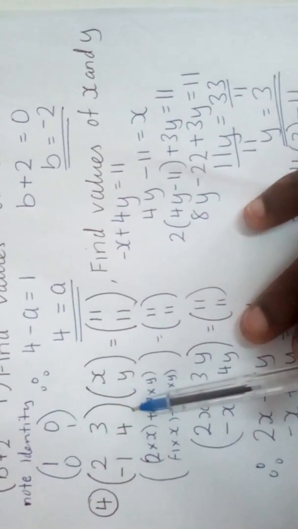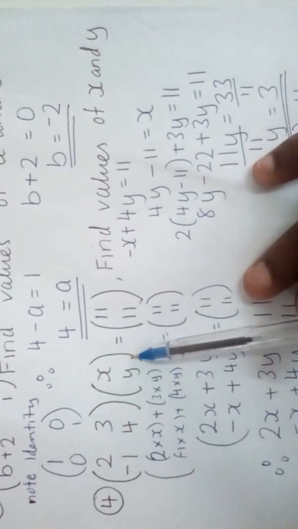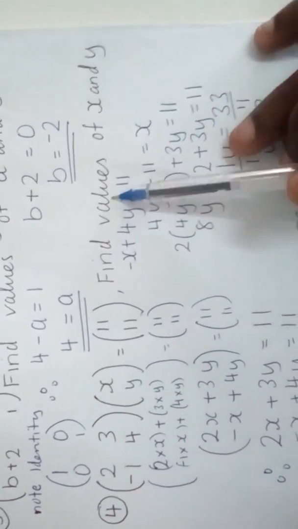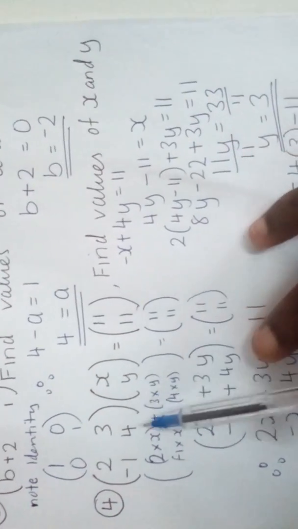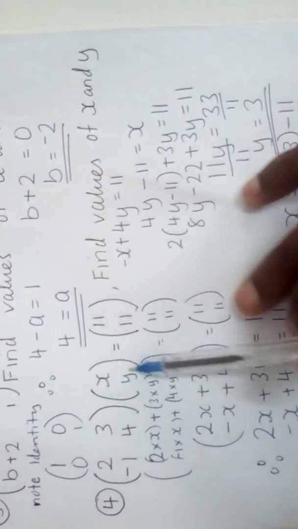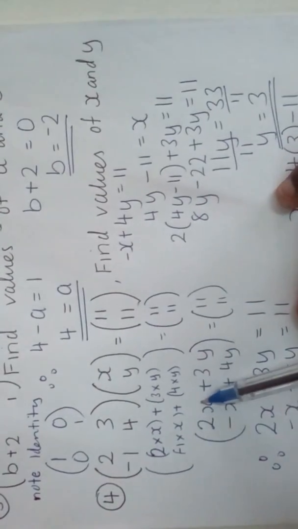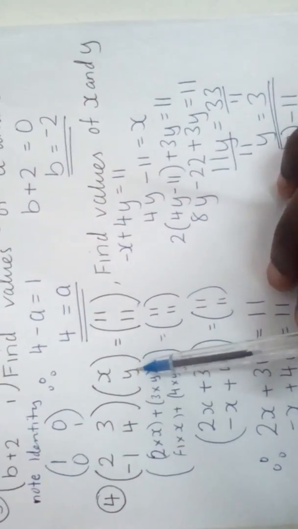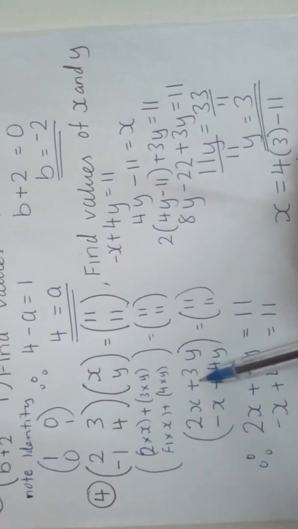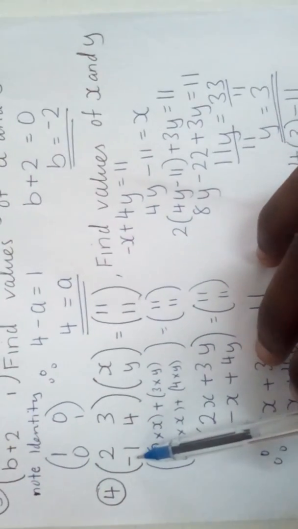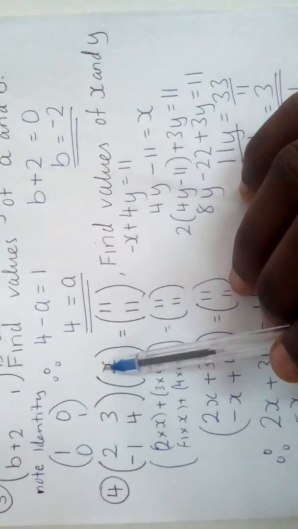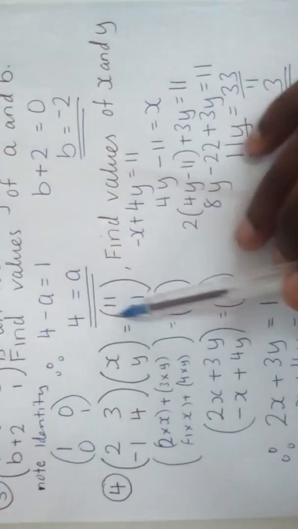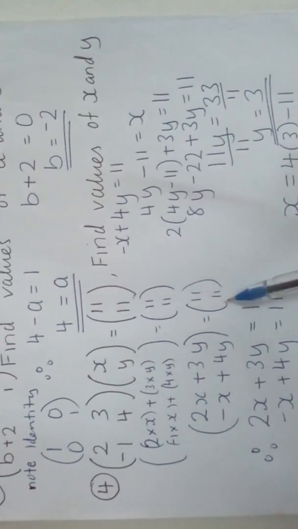We have a 2 by 2 matrix, and we have a 2 by 1 matrix is equal to a 2 by 1 matrix. We are told to find the values of x and y. Now, first and foremost, we should multiply these two matrices into one matrix. So 2 times x plus 3 times y, so we get 2x plus 3y, and also -1 times x plus 4 times y, we get -x plus 4y, and we shall bring down 11 and 11.